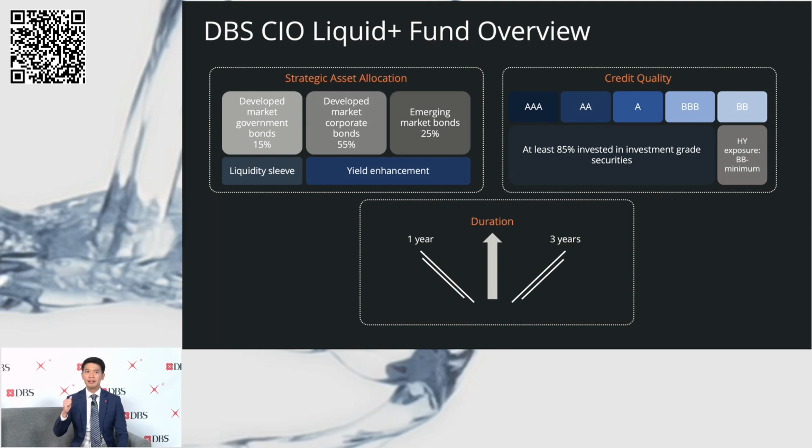Two things to highlight. The portfolio is mainly invested in the developed markets, US, Europe, and Japan, for example, some of the developed jurisdictions of the world we invest in. 70% of the portfolio, at least 70%, will be invested in these regions.